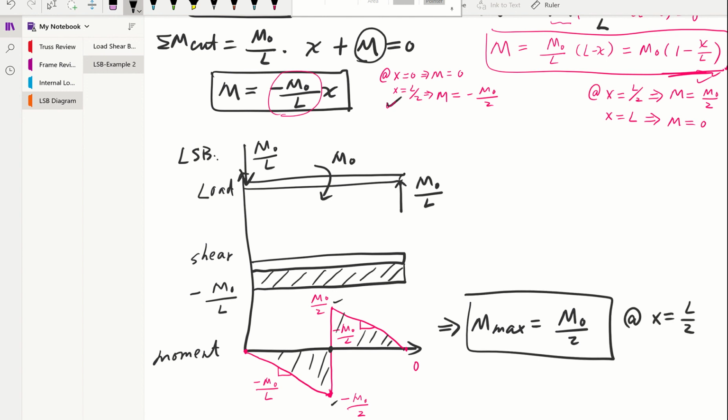And that happens right in the middle as well. Okay, so that finished example 2 using those shear and bending diagrams.